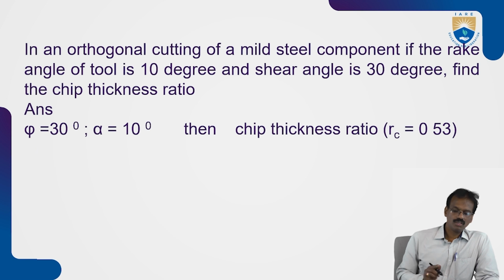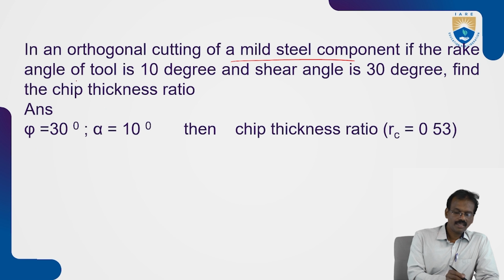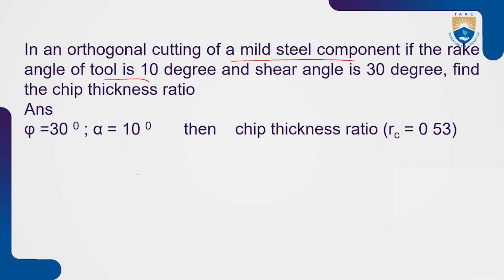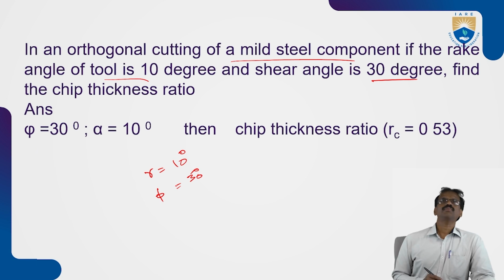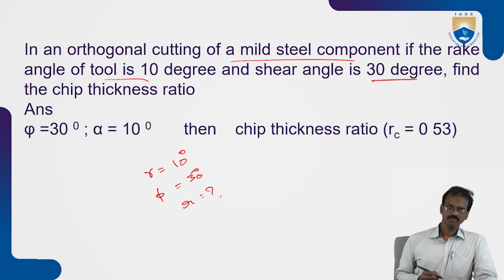So in an orthogonal cutting of a mild steel component, the rake angle of the tool is 10 degrees. So alpha or gamma, anything you can take, gamma is equal to 10 degrees, it has been given. Next, the shear angle is also given directly, that is phi is equal to 30 degrees. Okay, find the chip thickness ratio. You have to find out the r value.